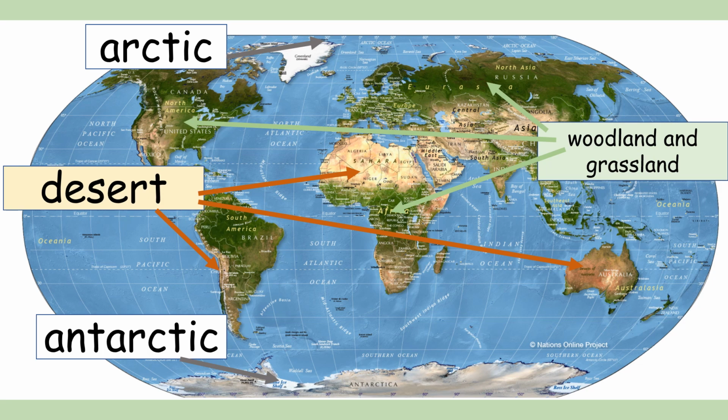Now, the top one, which is the north, is called the North Pole or the Arctic. And the one that's at the bottom is in the south. That's called the Antarctic or the South Pole. And of course, the blue area is the ocean. So let's look at some of the environments.